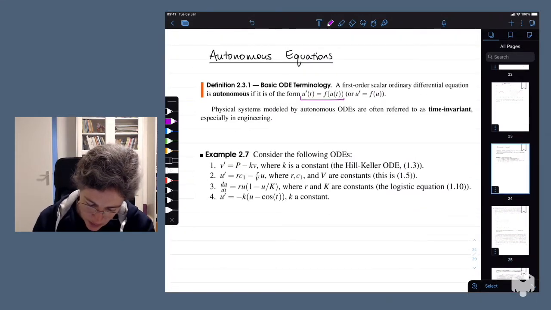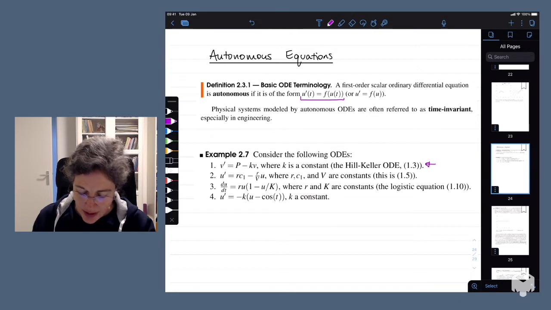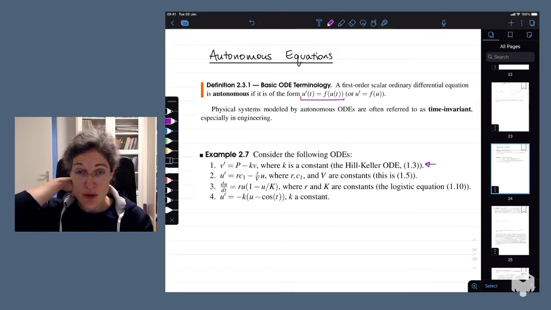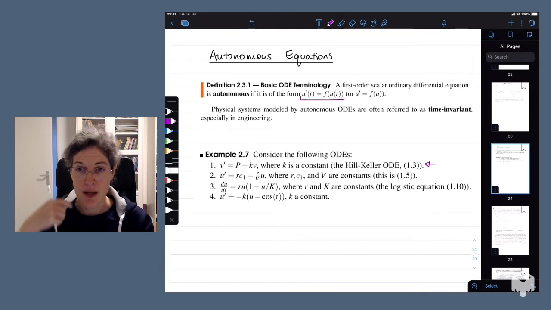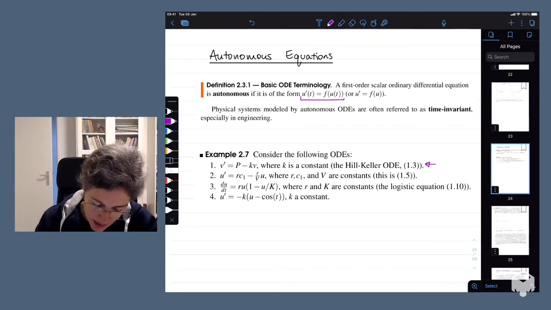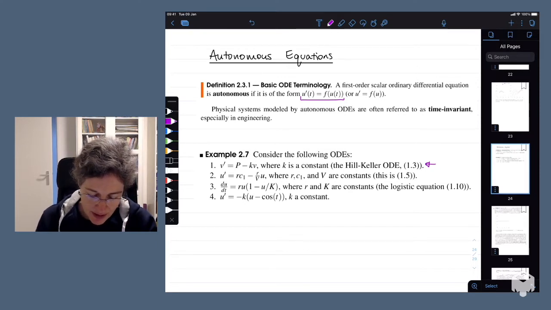Okay, so let's have a look at some examples. Here's our first case over here. This is called the Hill Keller ODE. And if you go and read the first chapter of the textbook, which is just a kind of introduction, it's number 1.3. What does it look like? It says dv by dt is equal to some constant p minus some constant k times v. So there's no t's in there, so this is autonomous.